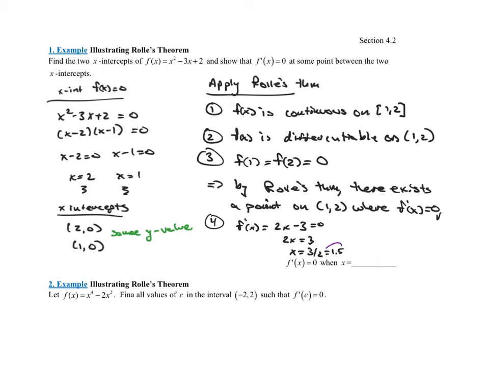Notice this value right here is in that given interval 1 to 2. So Rolle's theorem said this point must exist. There must be a critical value between here.